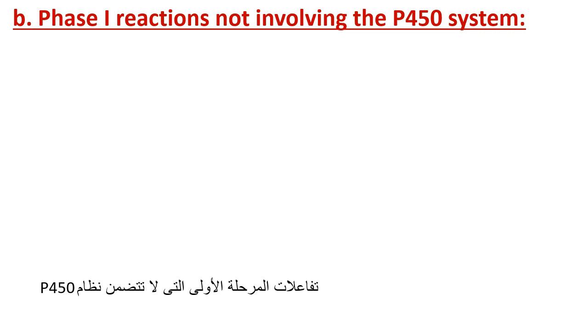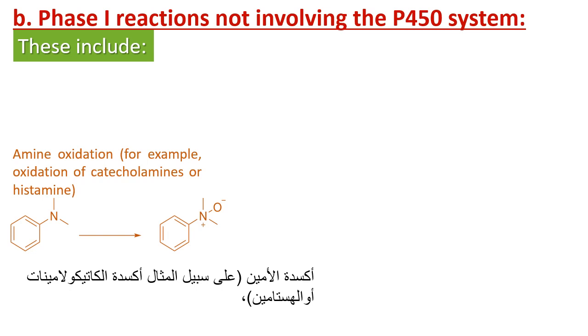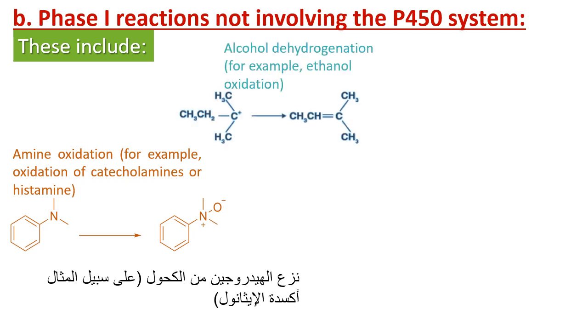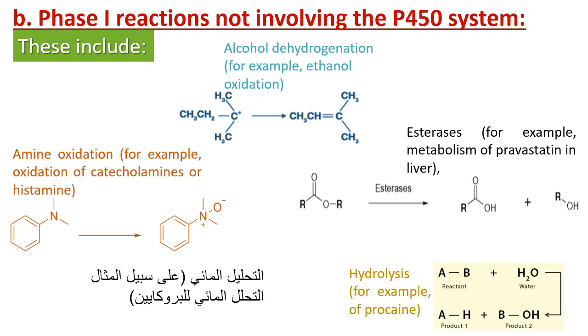Phase 1 reactions not involving the P450 system. These include amine oxidation, for example, oxidation of catecholamines or histamine, alcohol dehydrogenation, for example, ethanol oxidation, esterase activity, for example, metabolism of pravastatin in liver, and hydrolysis, for example, of protein.